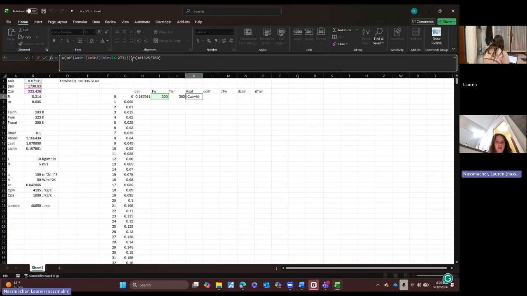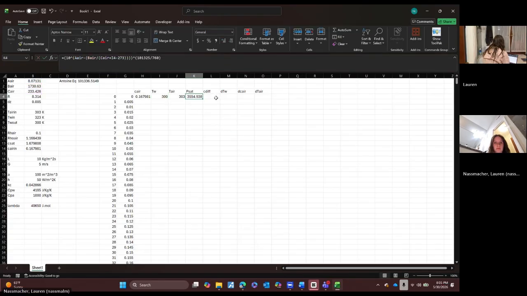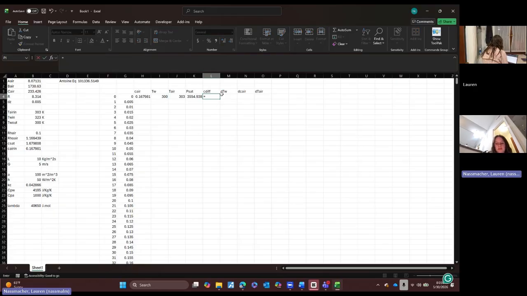I think that's right. We'll check that in a little. And then for our concentration difference, that will be our R value. Our pressure value divided by our R value divided by our temperature of our water or air. And then this is all subtract. You subtract the concentration of our air.